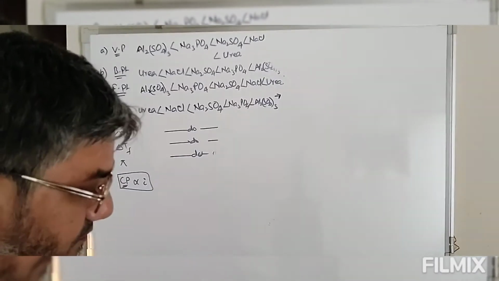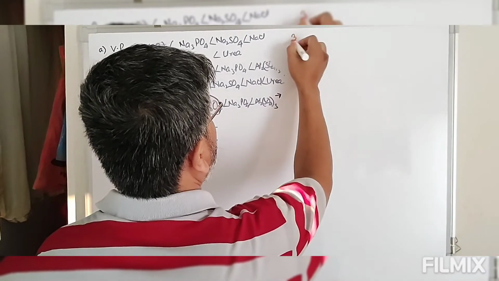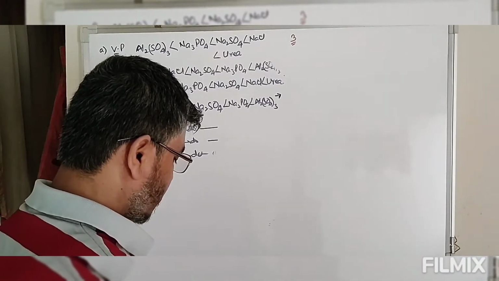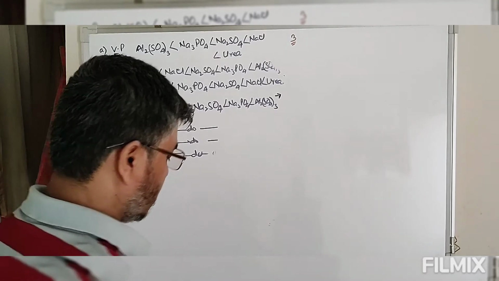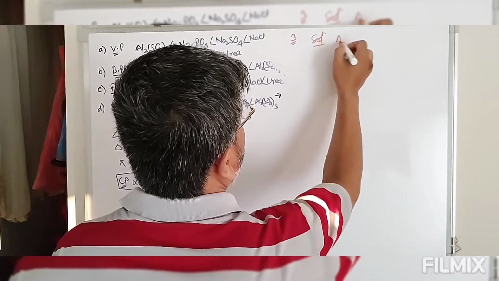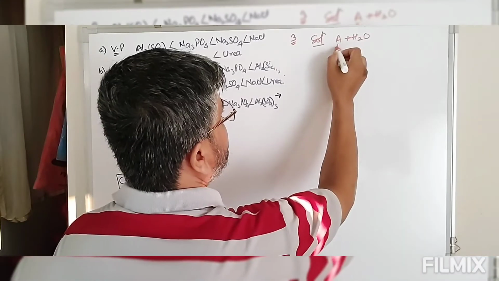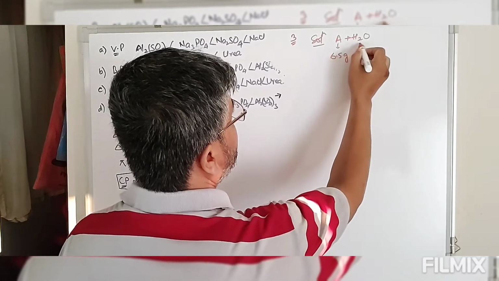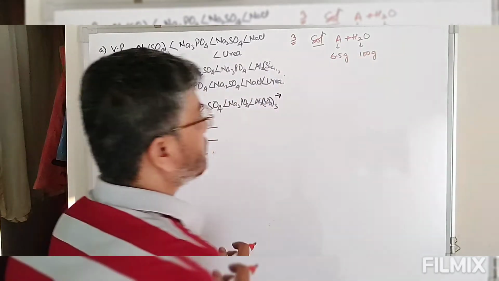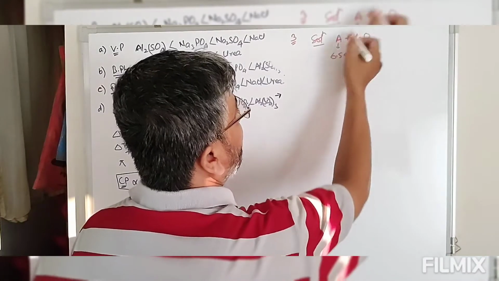Next question. At 100 degrees, the vapor pressure of a solution of 6.5 gram of a solid in 100 gram of water. Now we have a solution of A plus water. The mass of A is taken as 6.5 gram, and the mass of water is taken as 100 gram. So 6.5 gram of A is dissolved in 100 gram of water.